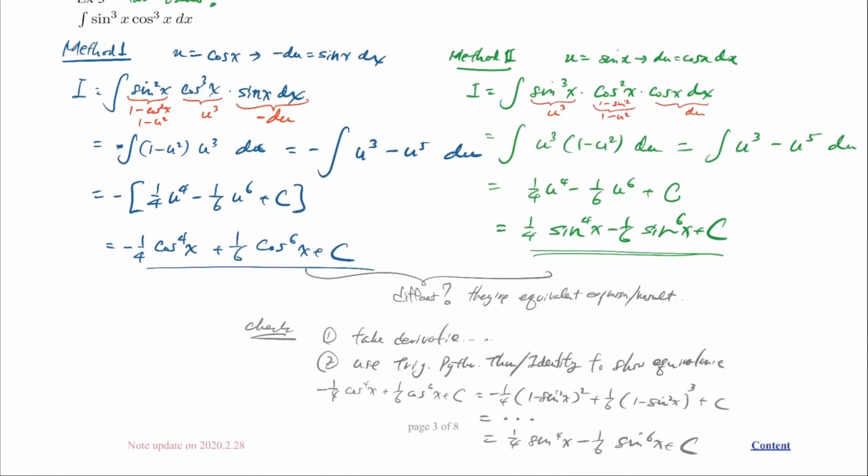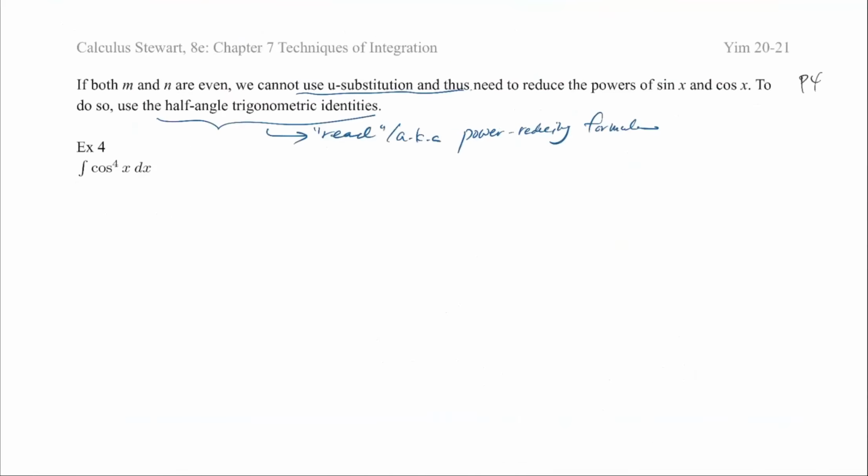Okie dokie. All right, guys. So here's the next question. What if this is an even power? Well, whenever it says half angle formula, guys, read power reducing formula. And let me do a quick review. It's going to be really fast.